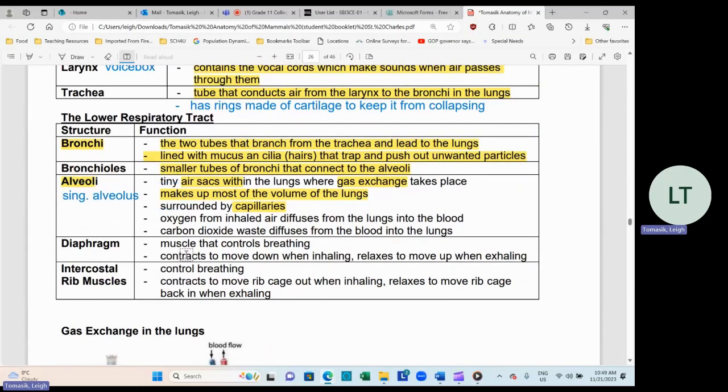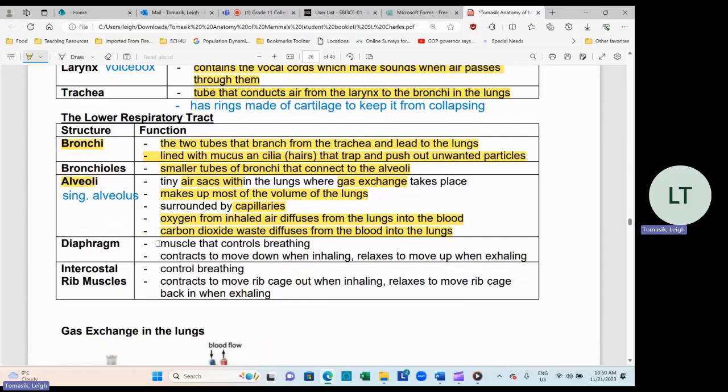Each alveolus is surrounded by capillaries, right? Remember, capillaries are your small blood vessels, and they have a very thin wall, and they're good for places where you need to exchange things with the surrounding cells. So some exchanging is going to go on here. So oxygen from your inhaled air diffuses from your lungs into the blood, and carbon dioxide waste diffuses from the blood to the lungs.